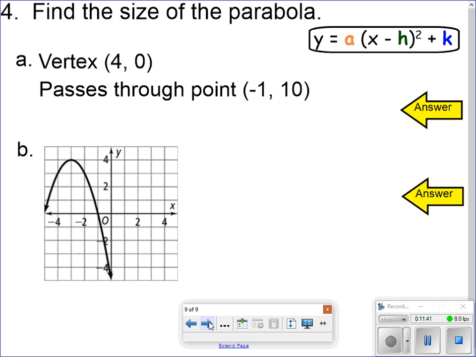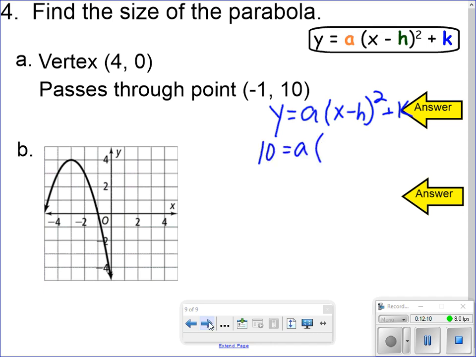All right. We're going to find the size of a parabola. So here we have our vertex, which is 4, 0 on A, and we know that it passes through the point -1, 10. So I'm going to plug everything else that I know in, and we're going to solve for A. So I have y equals, we don't know what A is, x minus h squared plus k. My y value in my point is 10. My x value in my point is -1. My vertex is 4, so h is 4. K is 0.